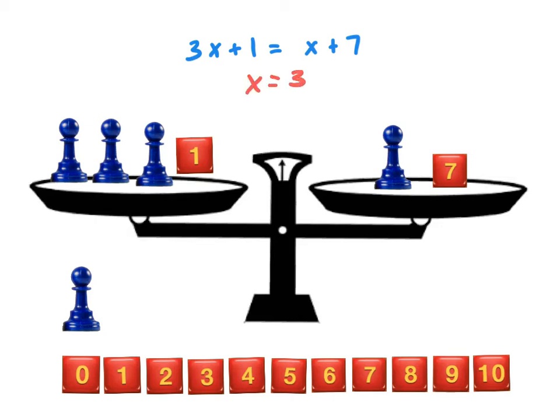And I say I think it's equal to 3 because I'm not sure until I check. When I do the check, I'm plugging in what I think x-man is equal to, and I'm now going to double check to make sure that I didn't make a mistake. So on the left-hand side, 3 plus 3 plus 3 is 9, plus 1 is 10. On the right-hand side, 3 plus 7 is 10. I have confirmed that the left-hand side and the right-hand side are balanced when x equals 3.